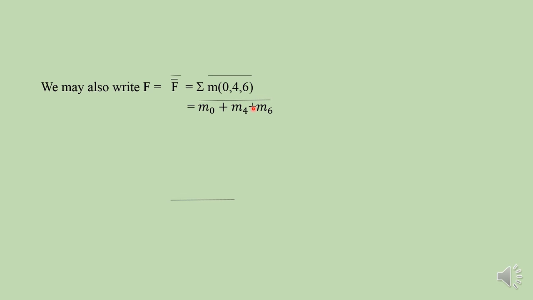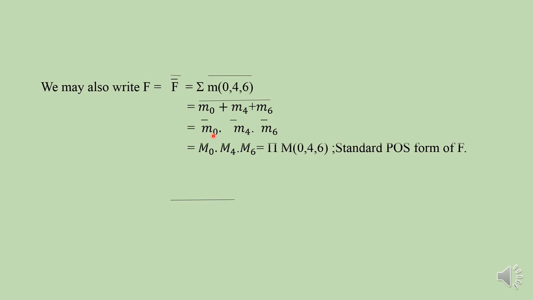From this expression, by using De Morgan's law, we get this line, that is m0 bar dot m4 bar dot m6 bar. And we know that the complement of a min term gives the max term. So from this expression we get M0 dot M4 dot M6, that is equal to pi M 0, 4, 6, which is a max term. So this is a standard POS form of F.